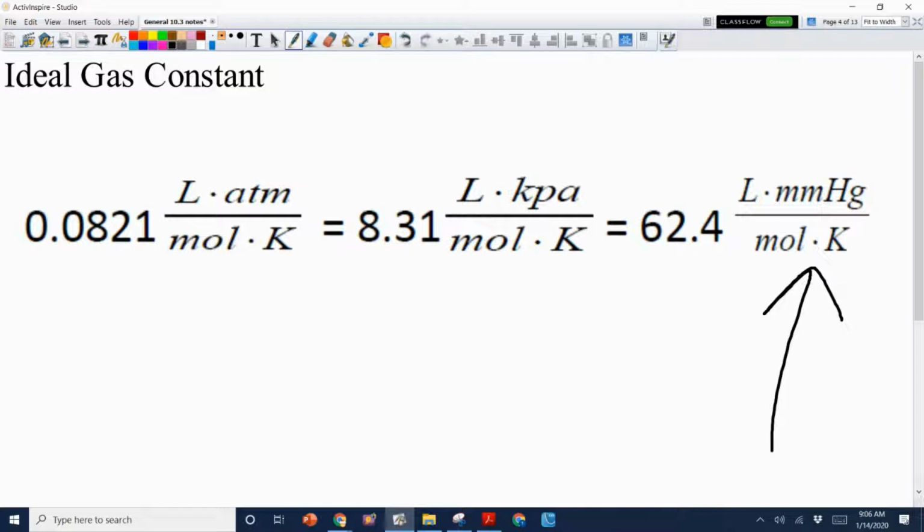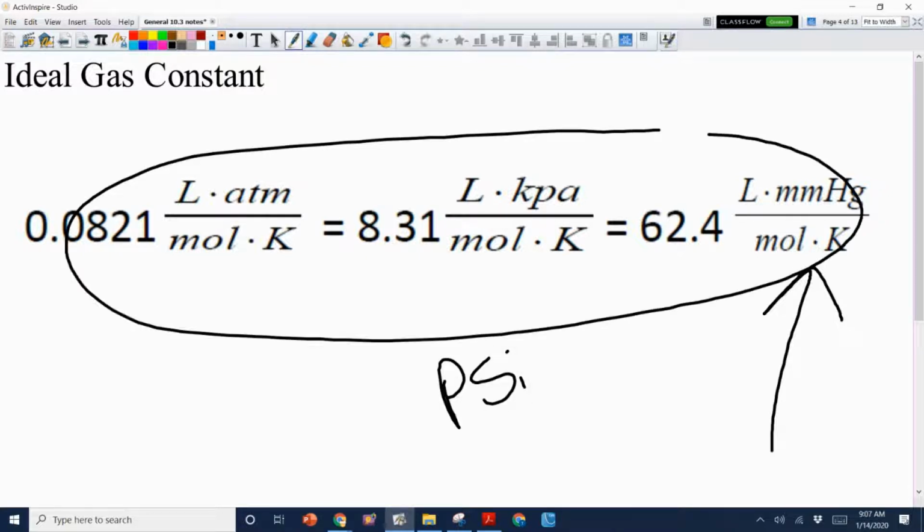If it's not given to you in one of these 3, let's say it's given in PSI, there's not an ideal gas constant for PSI, so you're going to have to convert PSI over to one of these 3. And it doesn't matter which one you convert it over to.